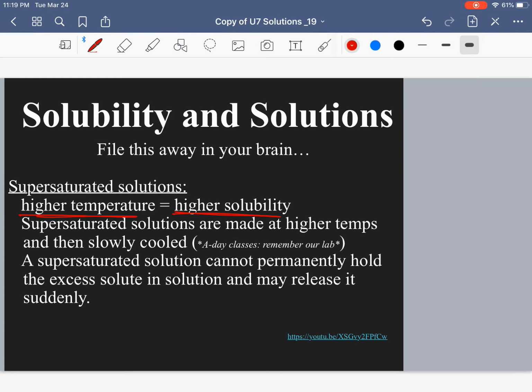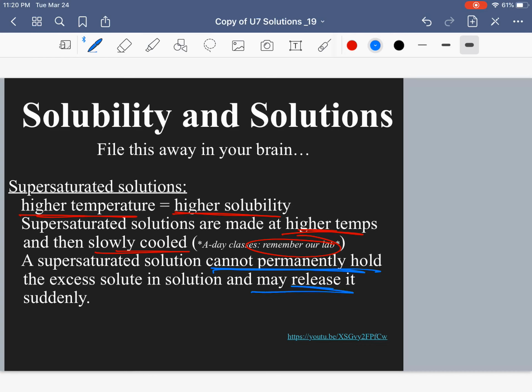All right. Supersaturated solutions are made at those higher temps and slowly cooled. So that's exactly what we did in our lab the last time we were in class. Again, remember what happened when we added just a little bit more once it had cooled down. It cannot permanently hold this. It all of a sudden released it and basically threw up everything else.